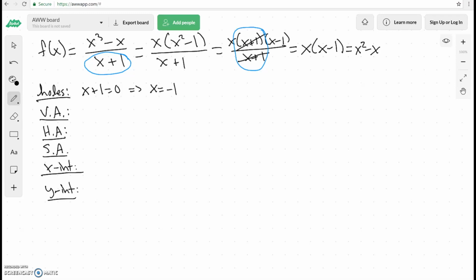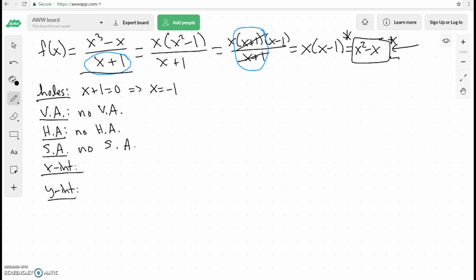And now that we're done with finding the hole, the function that we're really looking for is just this. This is what we're going to try to graph. We don't care about the original anymore. This is what we're going to have to work with. Notice that there's clearly no denominator, so there's going to be no vertical asymptote, and no horizontal asymptote, which makes sense, right? Because a parabola does not have a vertical or horizontal asymptote. We can also say no slant asymptote.